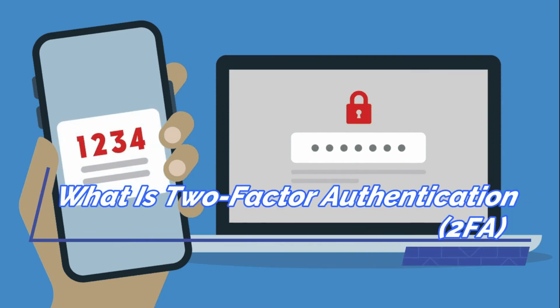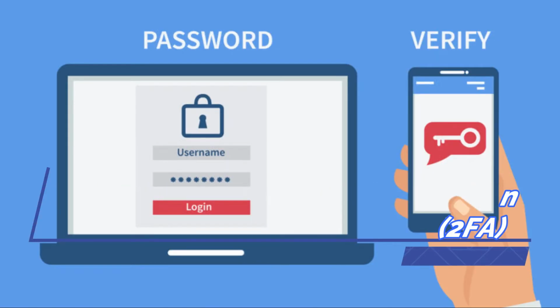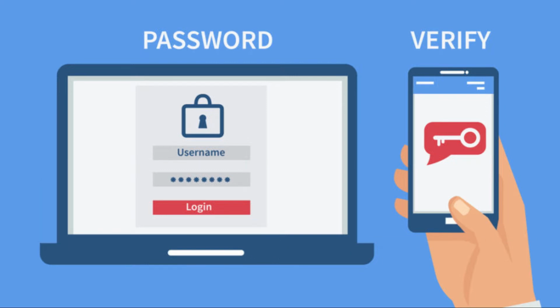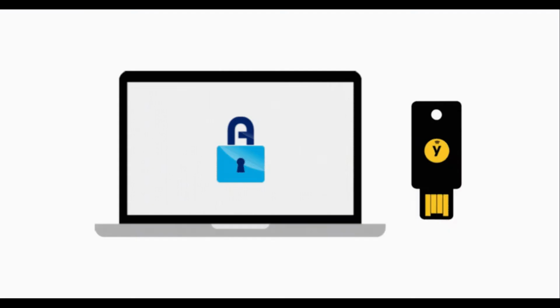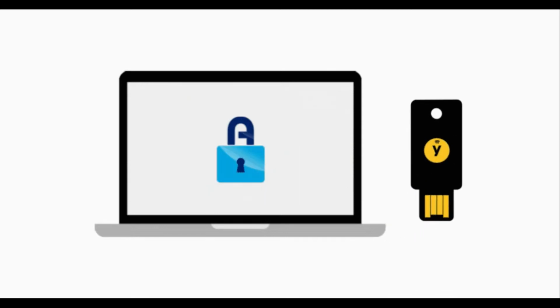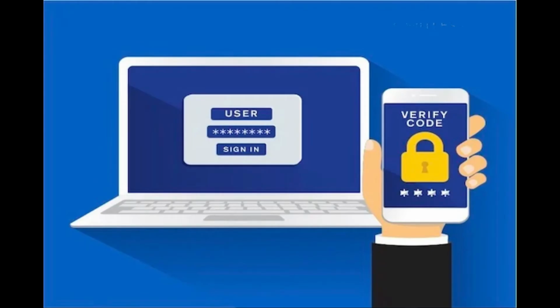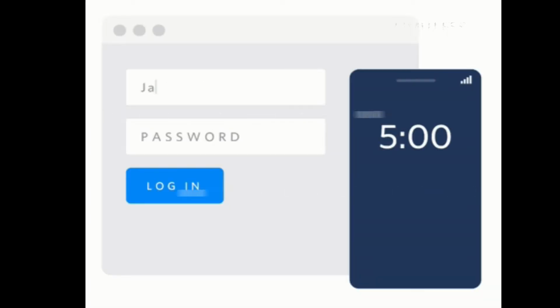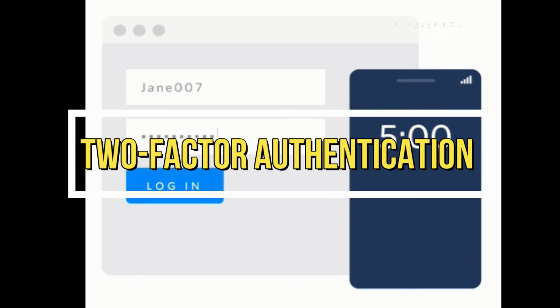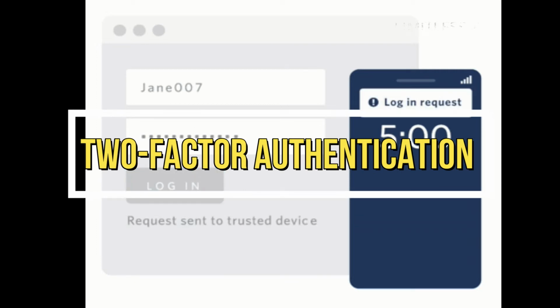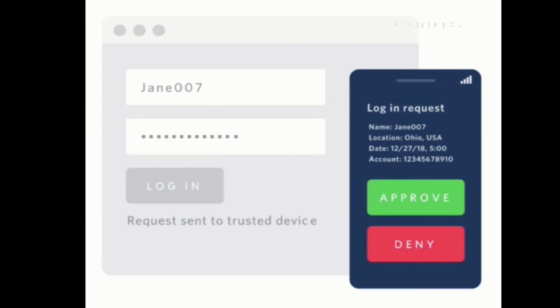What is two-factor authentication, 2FA? Multi-factor authentication, MFA, is a system designed to safeguard your access to services by asking you for more than one piece of evidence. The most common form of MFA is two-factor authentication, in which an additional piece of evidence or factor is needed for access.